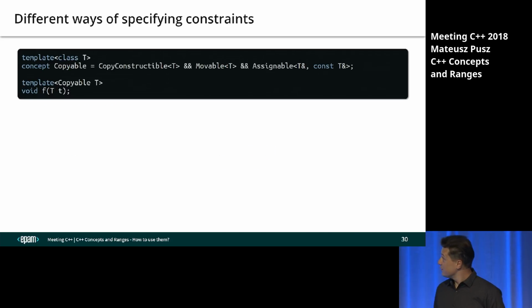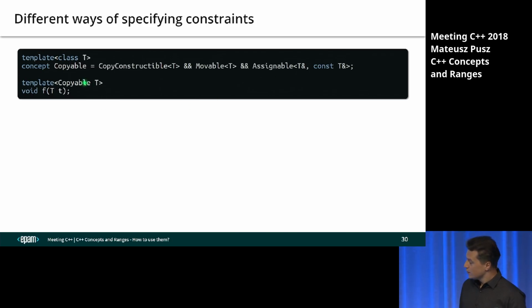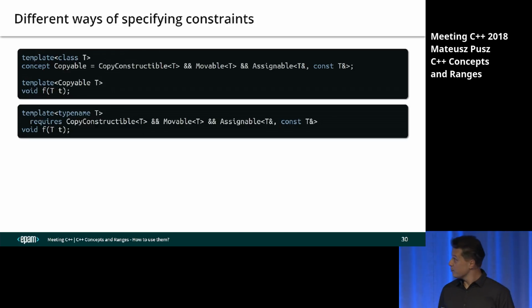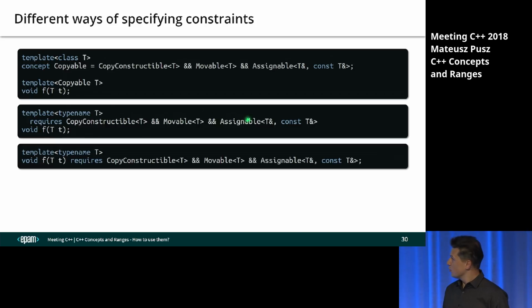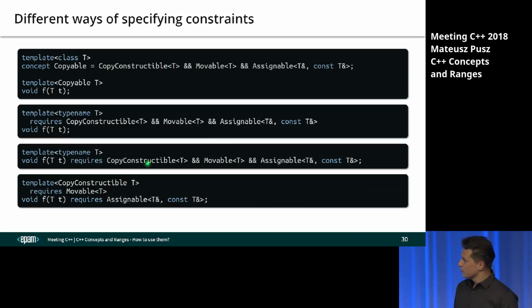So we can write something like this for a concept. So this is copyable, that is copy constructible, movable, assignable. And we use this named concept here. This is the preferred notation. But we can also do it this way. We can provide a requires clause and provide all of the list here. We can also provide it at the end of the function, or we can mix those. We can provide copy constructible here, movable here, assignable here, and all of them are equivalent.